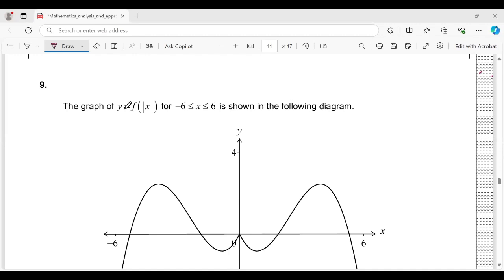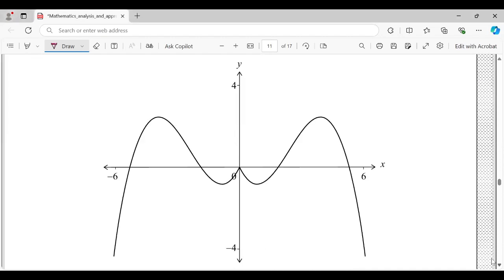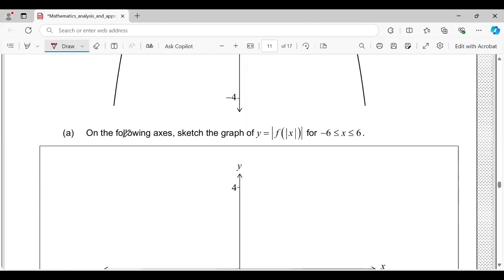Number 9, the graph of y equals f modulus x for the interval x from minus 6 to 6 is shown in the following diagram. This is the diagram of y equals f modulus x. On the following axis, sketch the graph of y equals modulus f(x).